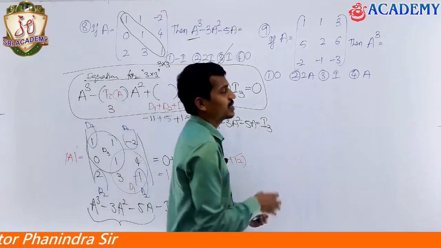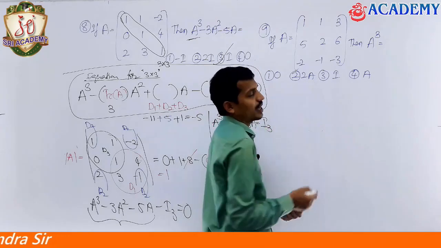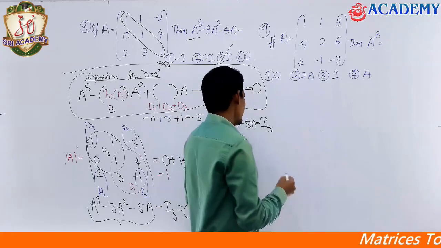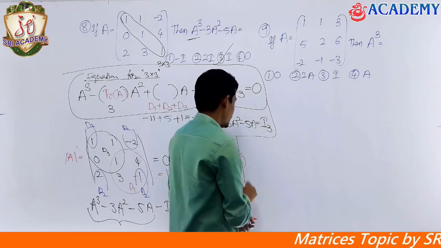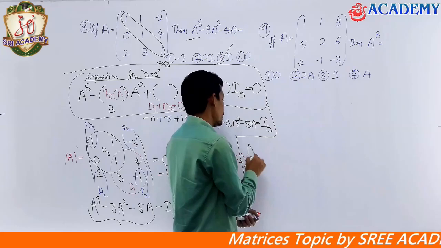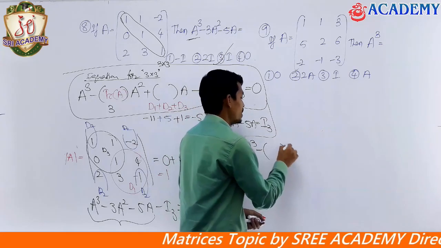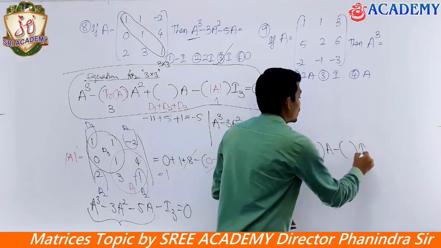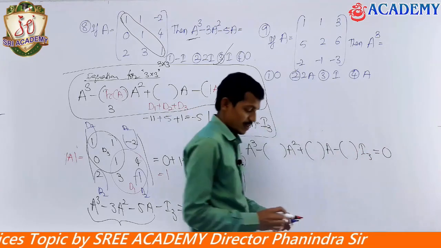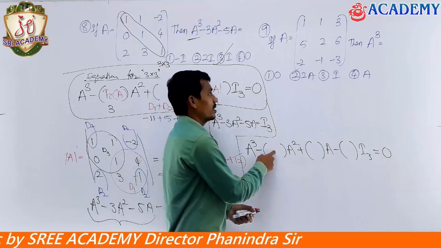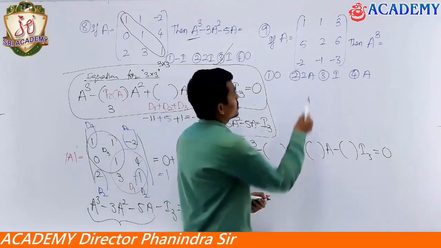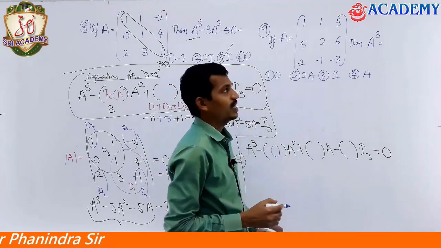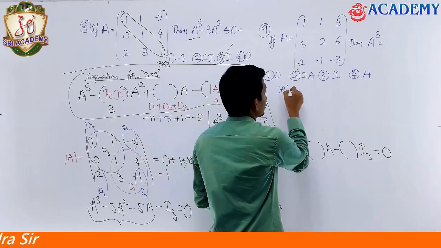We will write the same thing by using our equation only, or simply since they asked, options exist below, so we can also find it directly. Now we are finding here, see, now come on, A cube minus something into A square plus something into A minus something into I of order 3 equal to null matrix. Come on, let's write the trace. Trace is going to be what? 1 plus 2 minus 3 is nothing but 0. Next we will write the determinant. Determinant of A is nothing but what?